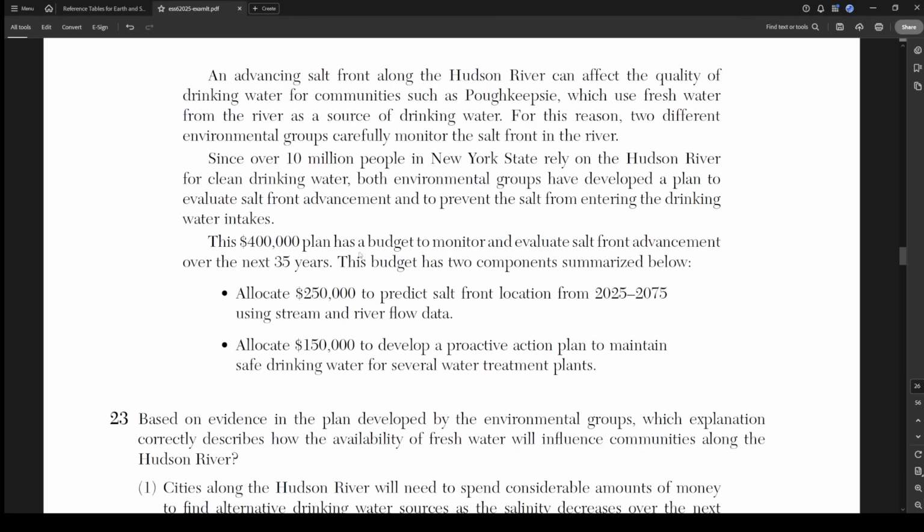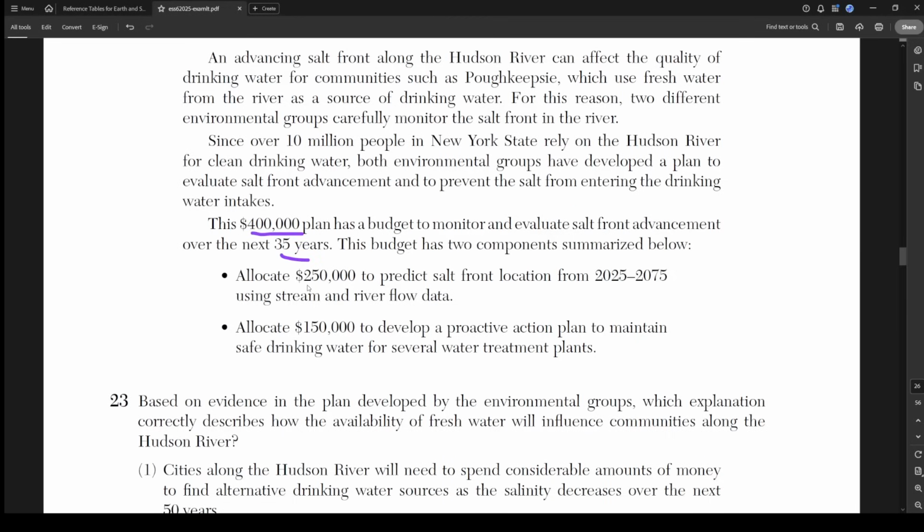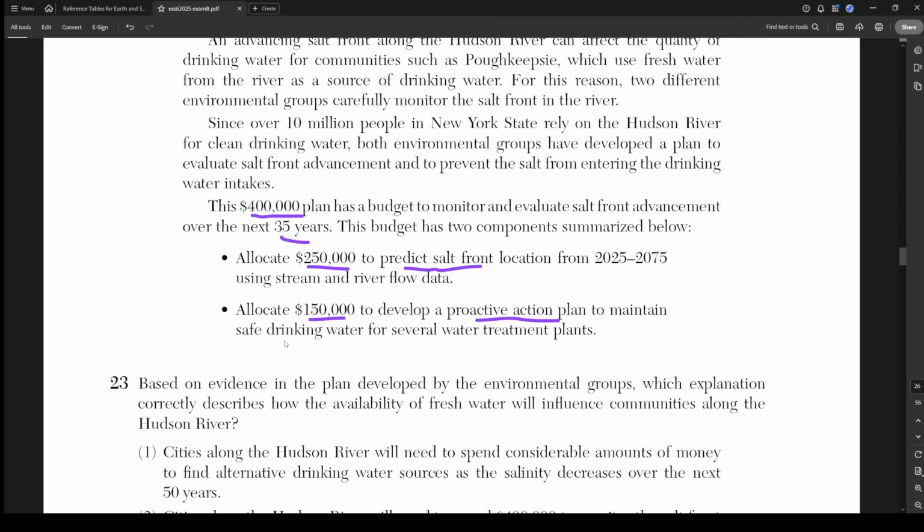This $400,000 plan is a budget to monitor and evaluate salt front advancement over the next 35 years. This budget has two components. Allocate $250,000 to predict the salt front location, and then $150,000 to develop a plan to maintain safe drinking water.